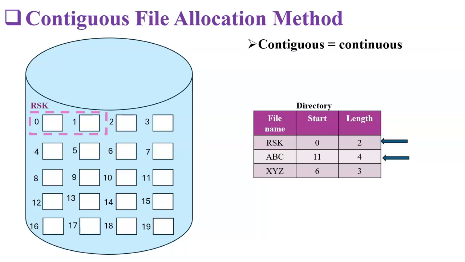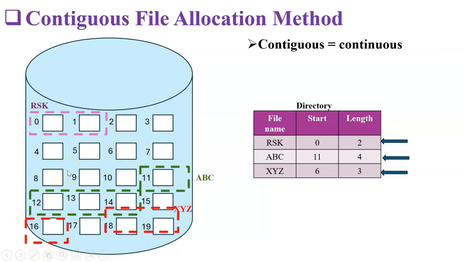Followed by ABC. ABC starts at 11 and takes 4 length, so that means 4 blocks: 11, 12, 13 and 14. This will be your file ABC. Then comes file XYZ which starts at 6 and takes 3 continuous blocks: 6, 7 and 8. All are free, that means they can be occupied. So this is how the contiguous file allocation method works.